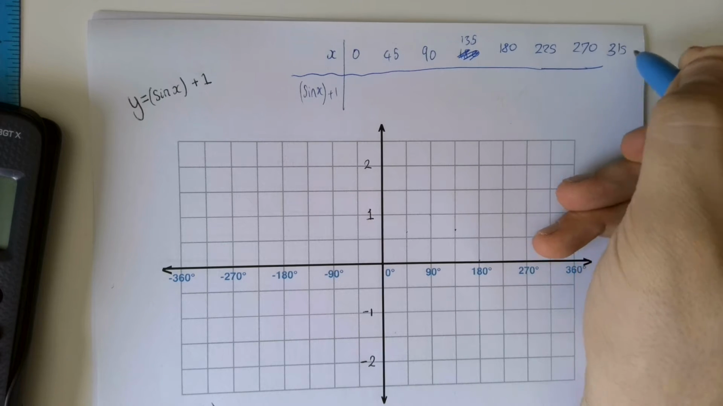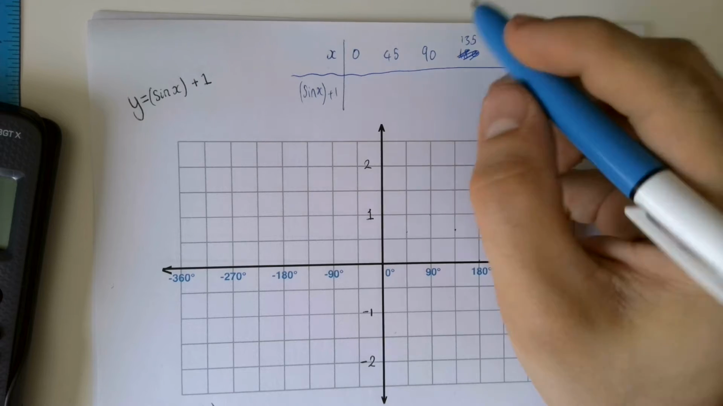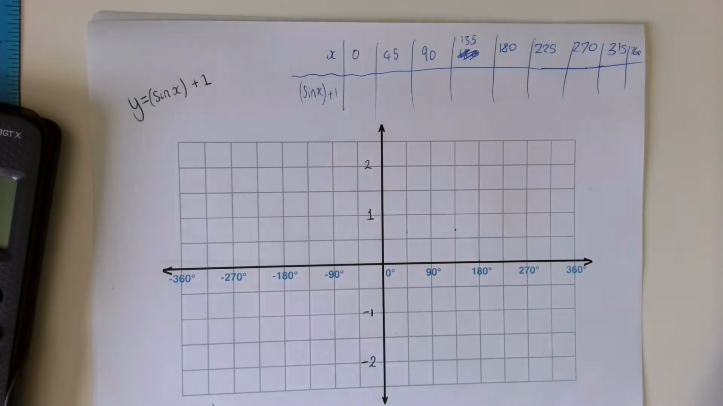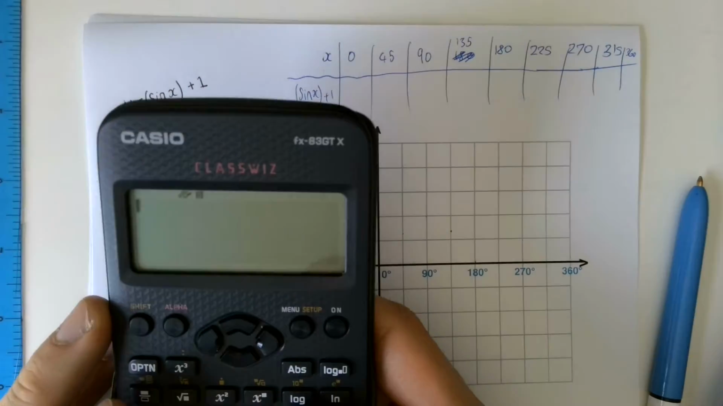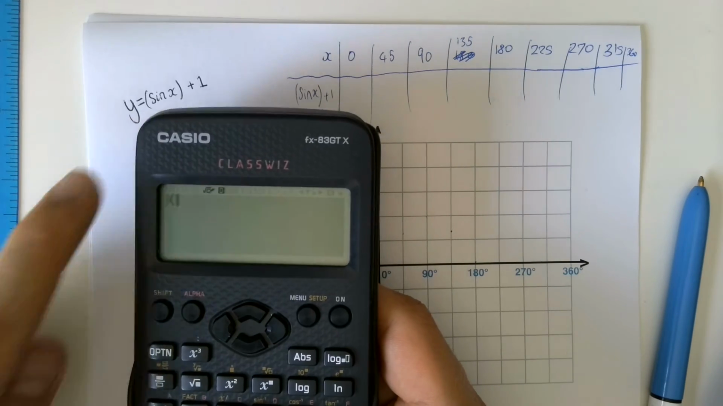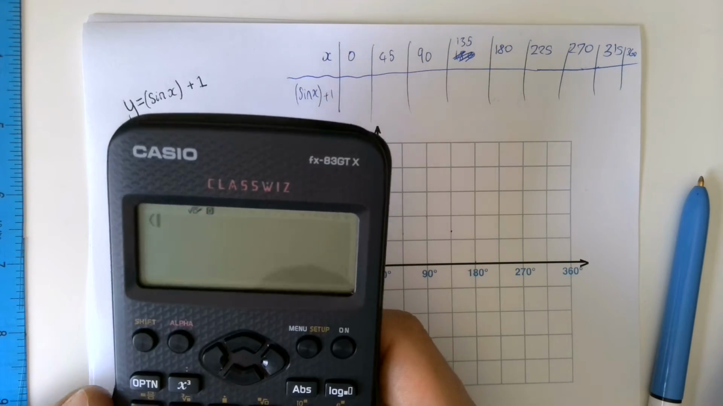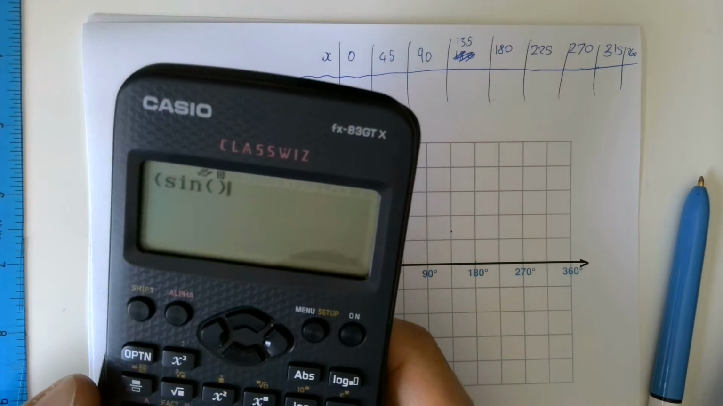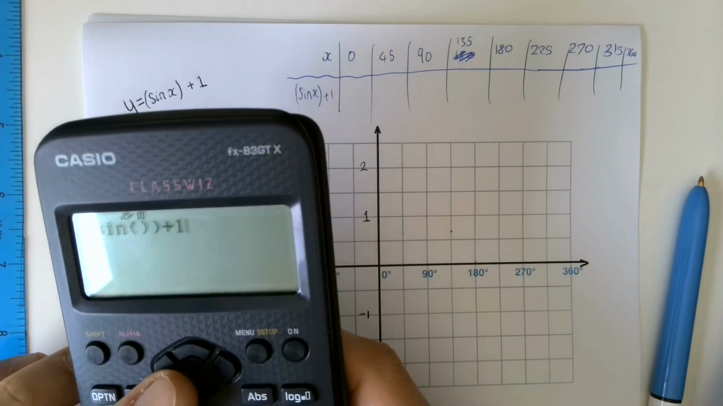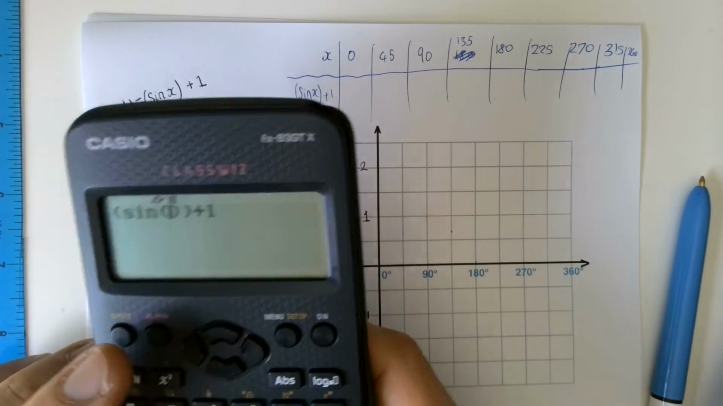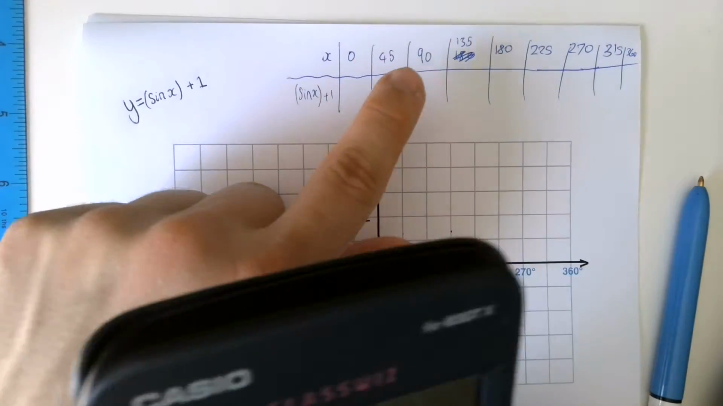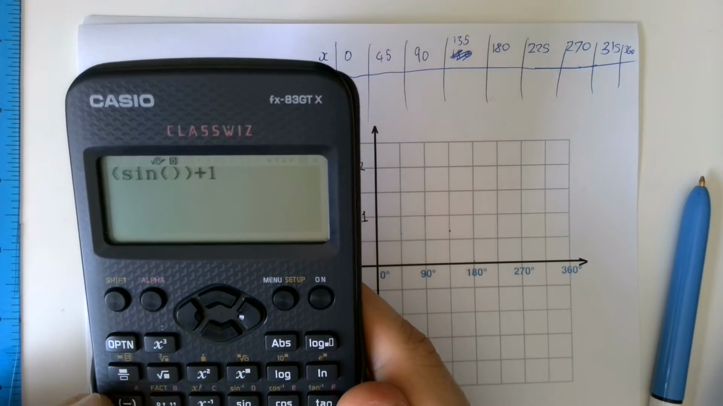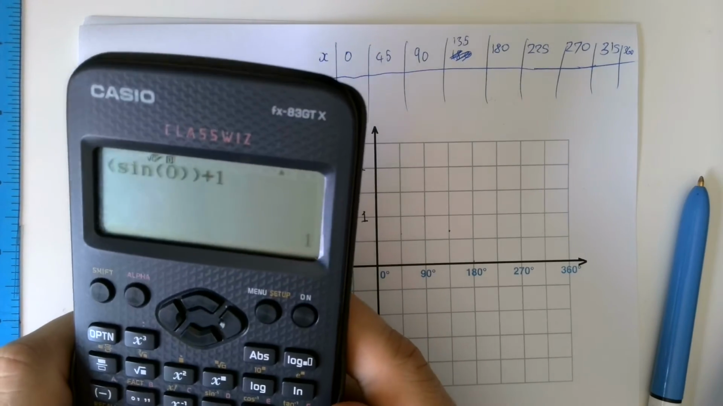So we'll go up to 360. We can also look at the negative part of the graph as well. Same rules apply there. So what I'm going to do is type into my calculator. I'm going to very carefully program my calculator to look like that. So it's going to be brackets, sine, something, which I'm going to put in a moment, plus 1. So it's really important I have the right number of brackets. So whatever I put in, whatever my x is, I'm going to put into the bracket where you can see the cursor flashing.